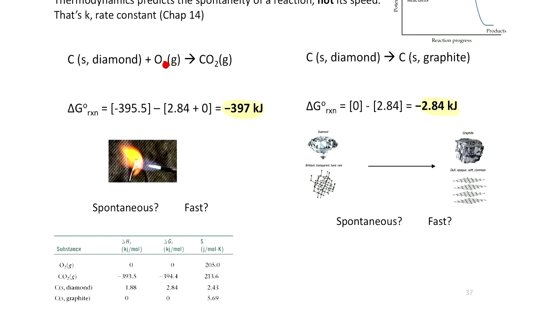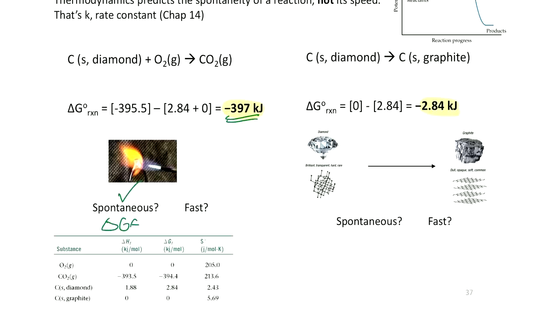That's a combustion reaction. So tell me, based upon the information I've given you here for this reaction, is this combustion reaction spontaneous? Can you burn diamond? Will diamond catch on fire and burn by itself once it's on fire? It will. Because why? Delta G is negative, yes.